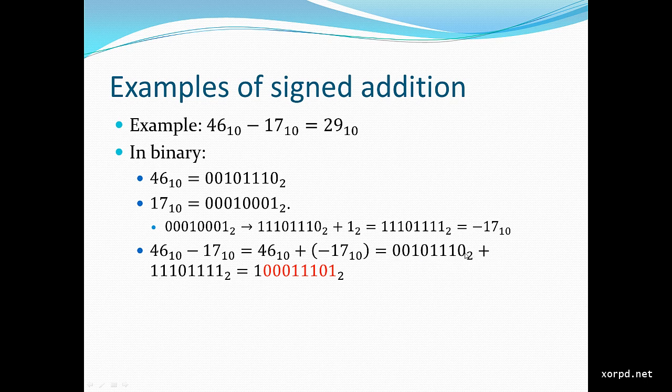This is the original number. This is actually 46, like we can see here. It is copied to this number. And the other one, this number, actually represents minus 17. We can see it here. It is copied from this place to this place. And this is just the usual plus operator for binary numbers, and we get this result.